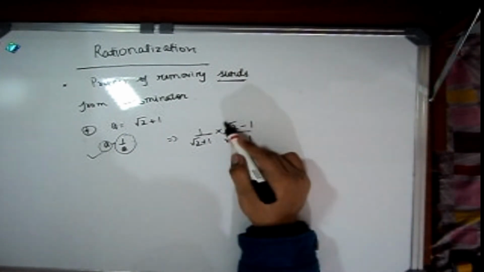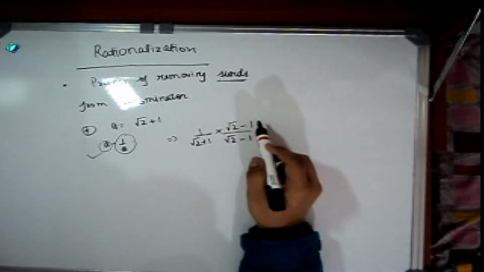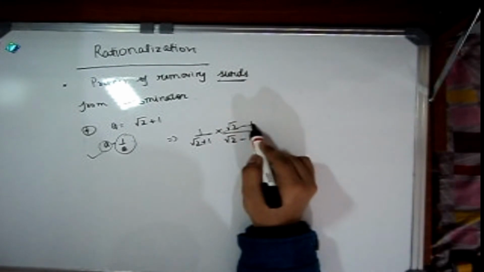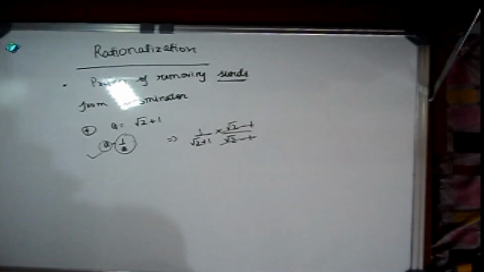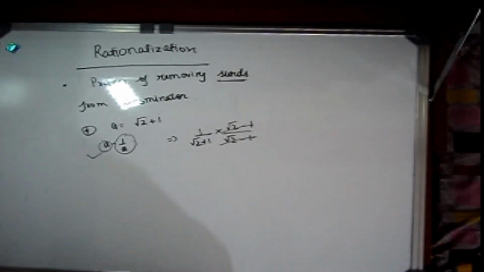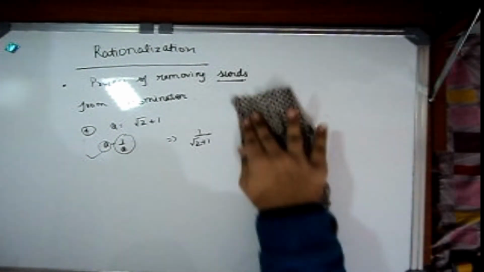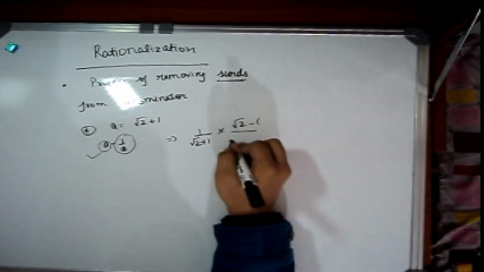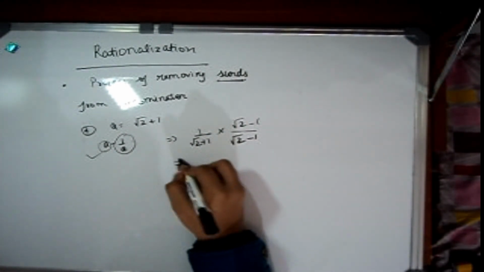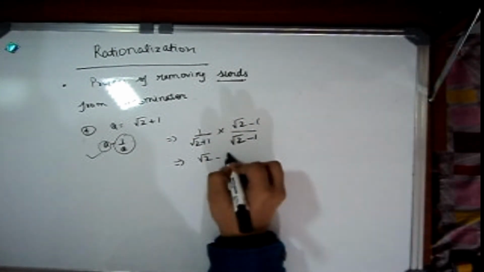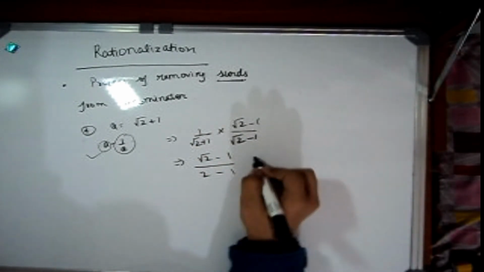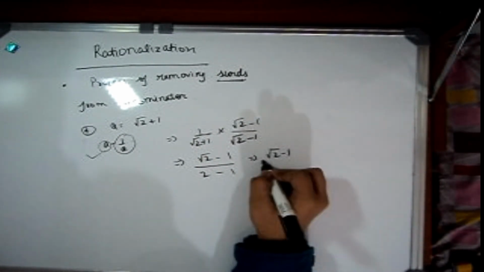We multiply it by this number because we can cancel it easily. It is equal to 1, and multiplying our expression by 1 does not result in any other number. So we take root 2 minus 1 by root 2 minus 1. The rationalized form of this number, following the identity, is 2 minus 1 in the denominator, so it is root 2 minus 1.